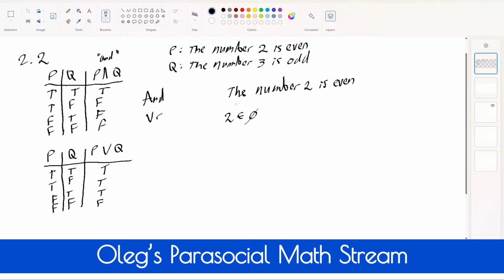So we're gonna say 2 is a member of the empty set, which is false. So we're gonna say P. And this is false. If we say not P, it makes it true. Okay? So basically that's what they're trying to say there.